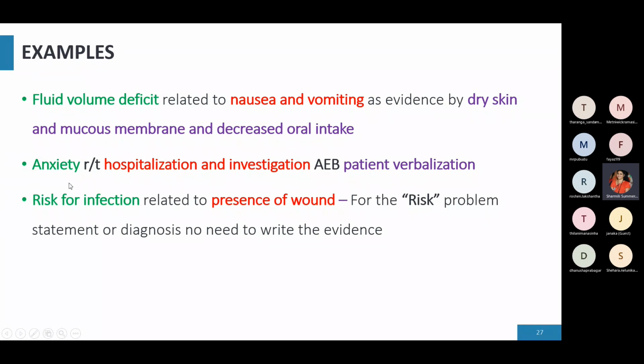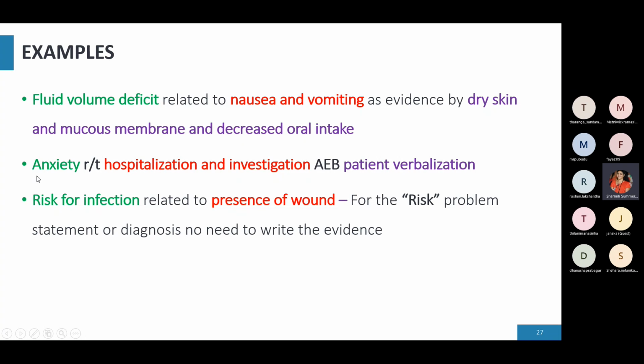So you are writing anxiety. Then you identify the cause, the reason: because of his hospitalization and investigation. Then your evidence is what the patient tells you. The patient may tell, I am very much anxious, or I am very much afraid because this is the first time I am admitted to the hospital and I am not used to the hospital environment. At the same time, my family members are not with me, and the doctors are coming and asking so many questions. So I am very much scared about my disease condition. Like that, the patient expresses his feelings to you. So that is evidence, because you identify the patient is anxious from the patient's verbalization, the patient's talking. So this is your evidence.